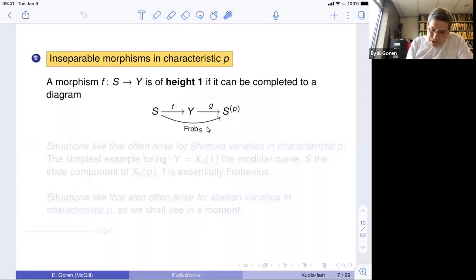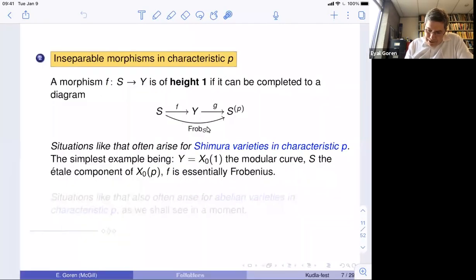Let's suppose that we have two algebraic varieties, S and Y, in characteristic P, and a morphism between them. Then we say that this morphism is of height 1 if it factors the Frobenius morphism from S to S^P. So if I can complete this diagram by another morphism from Y to S, such that the composition is Frobenius from S to S^P.